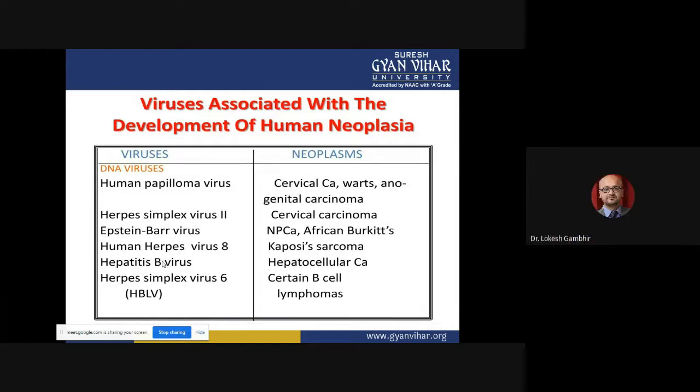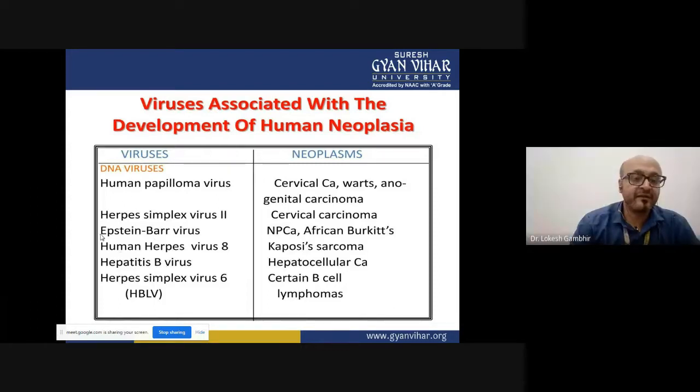When we are talking about HBLV, herpes simplex virus, then we are talking about the lymphomas, B cell lymphomas. So you see, these DNA viruses are the classical example which are related to the development of human neoplasia. And when we are talking about development of cancer, then the tissue type what we have discussed in this particular slide needs to be remembered.